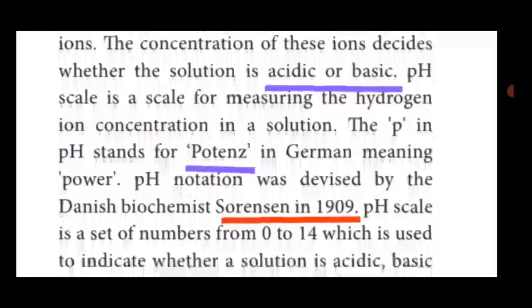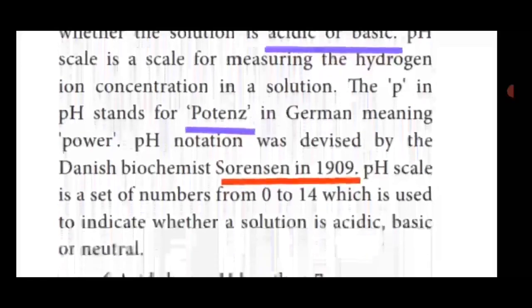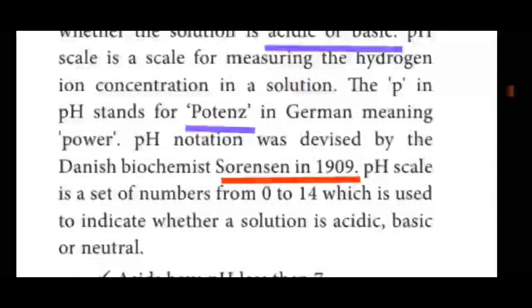The pH scale is a set of numbers from 0 to 14, which is used to indicate whether a solution is acidic, basic, or neutral.